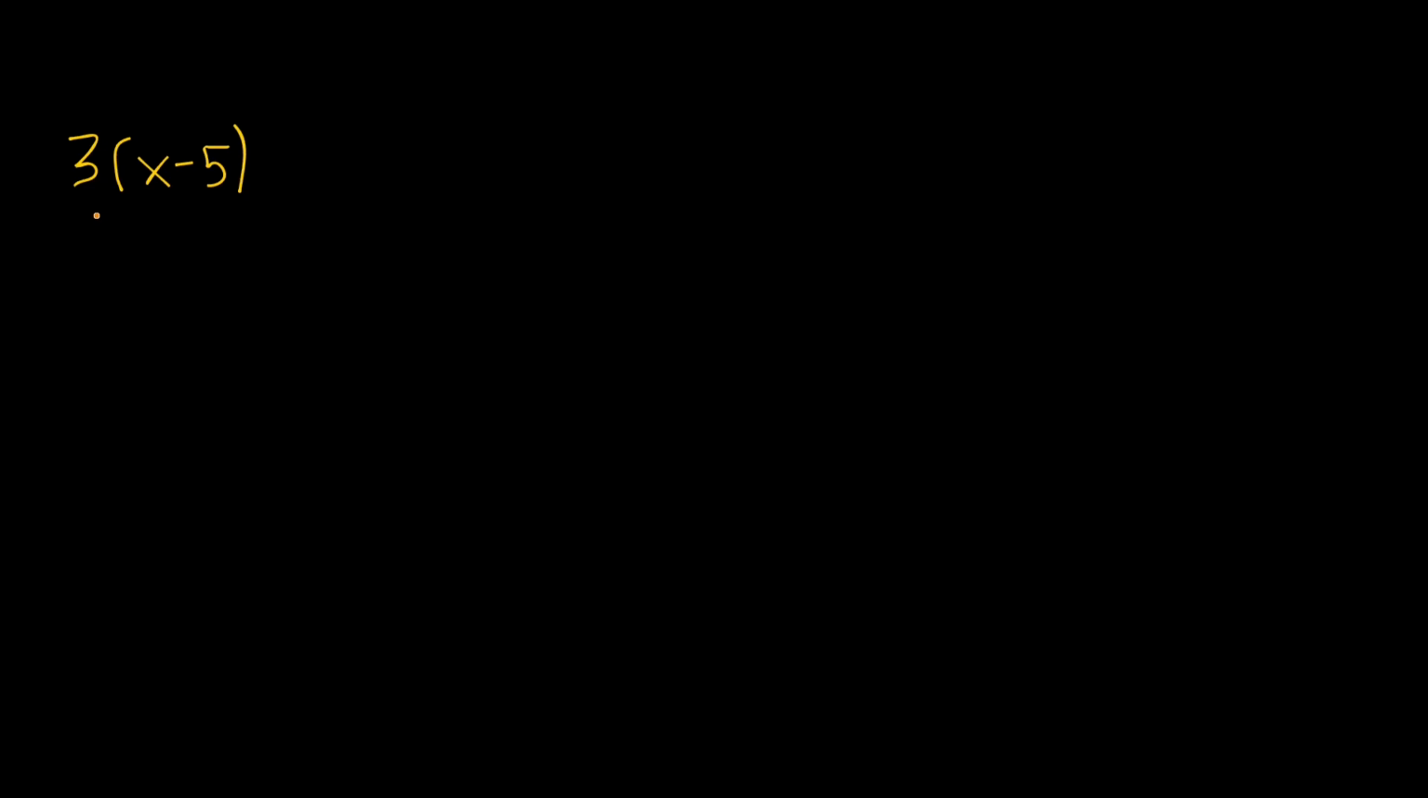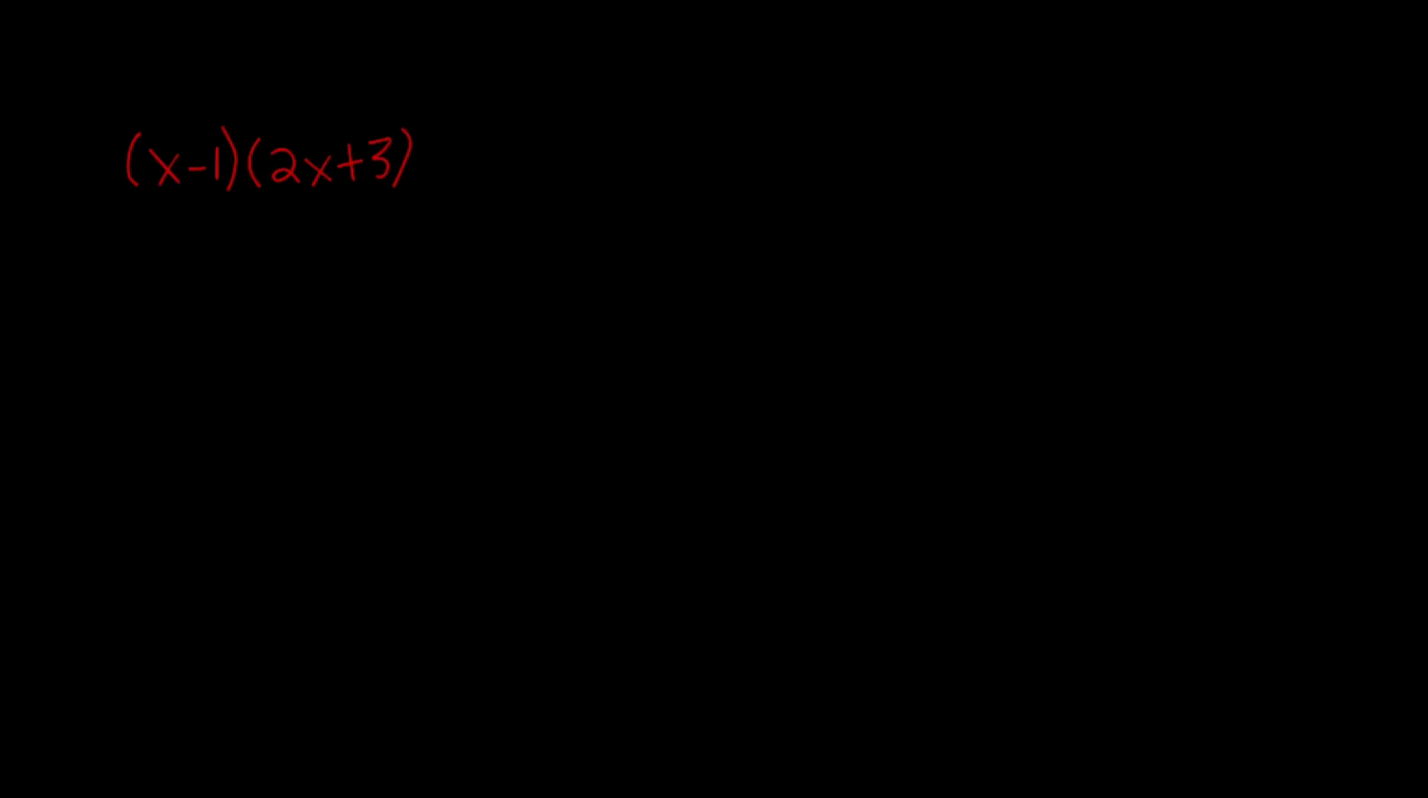Okay, so what we're going to do is distribute this 3 to the inside as such. And that's going to give me 3 times x plus 3 times negative 5. Or 3x and positive times a negative is a negative, so we get 3x minus 15 as our final answer there.